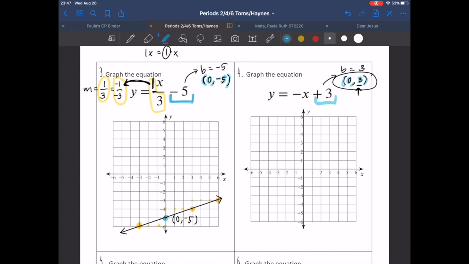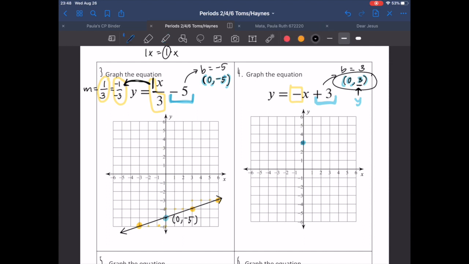So let's find our starting point. 0, +3. 0, +3 on the y-axis. Okay, remember, this is the y-axis. So we always have to look at the y-axis. So there's our starting point. And then let's look at our slope. Well, our slope is whatever ratio is in front of the x.